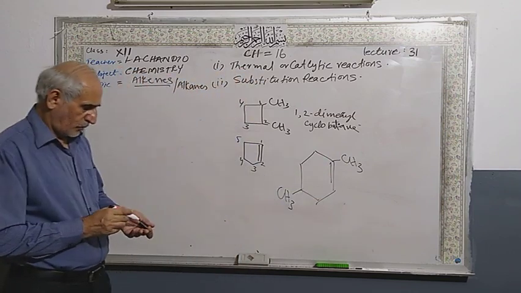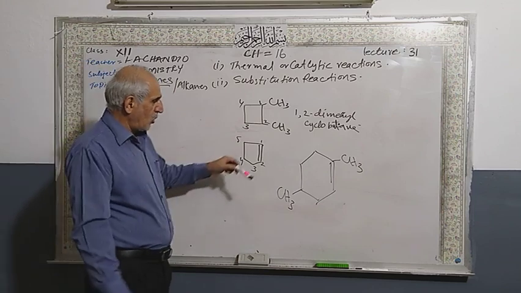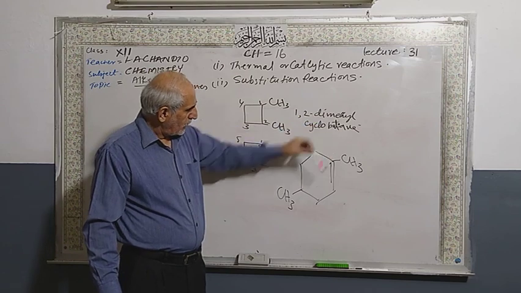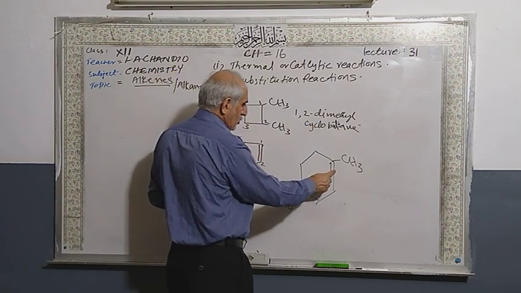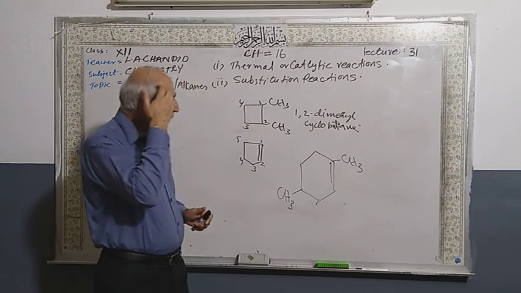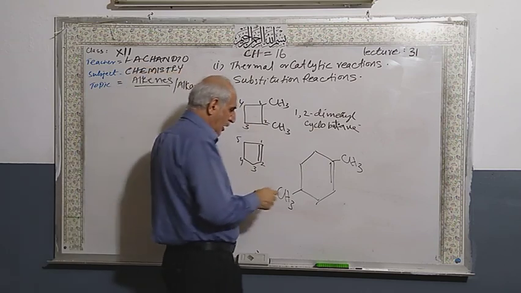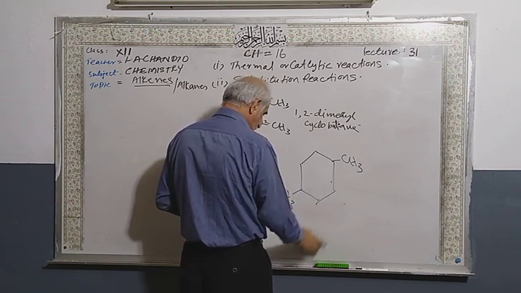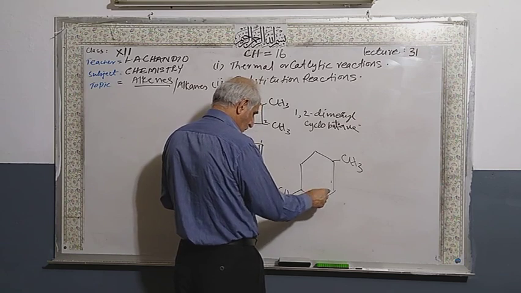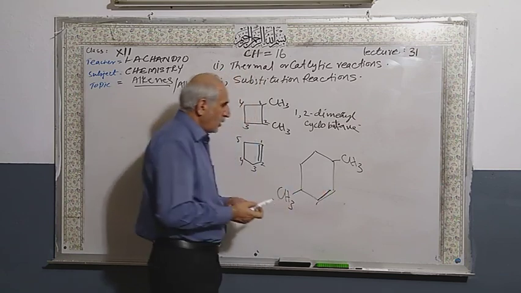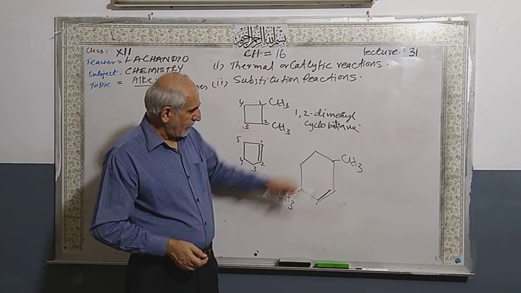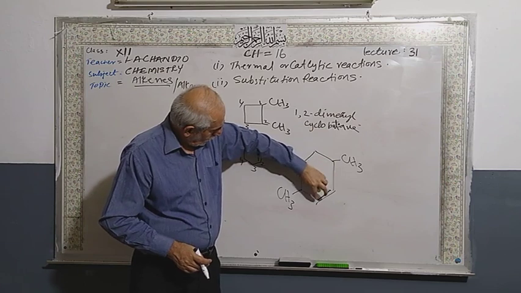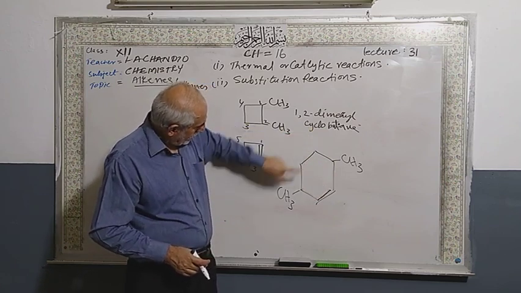Like this, unsaturated cyclohexene, there is a double bond. There is a double covalent bond between the carbon atoms, or you can put it here also. So the double bond is here. So 1, 2, 3, 4, 5, 6.